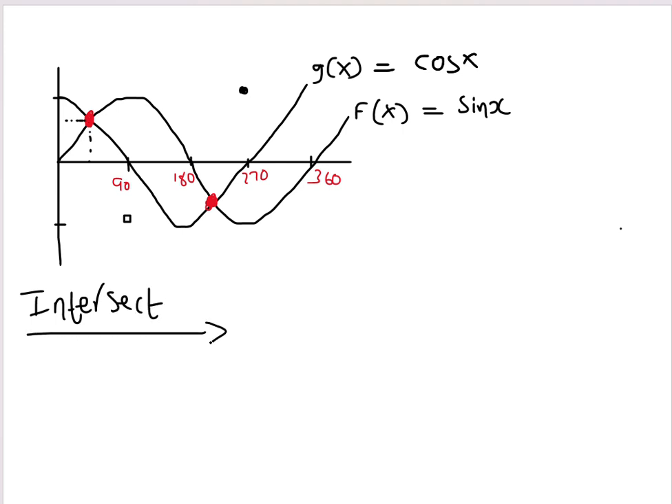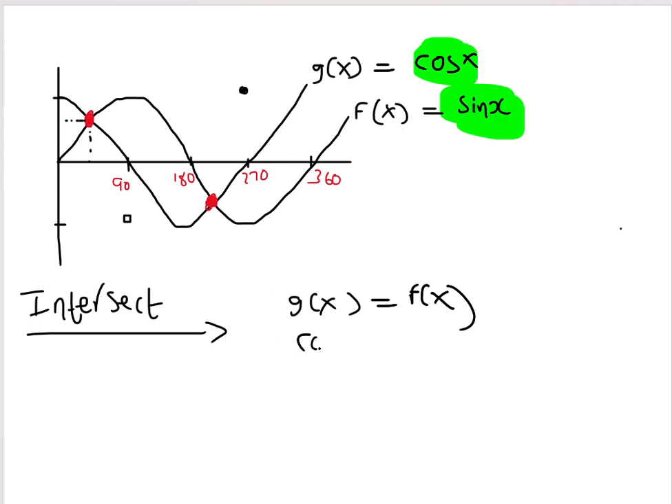So how can we solve for the point of intersection? You always have to equate the two functions. For them to be equal, it means that g of x must be equal to f of x. Now, what is g of x? g of x is cosine x, as you can see here. We said g of x is cosine x and f of x is sine x. So when you see g of x, you replace it with cosine x, and on f of x, you replace that with sine x.